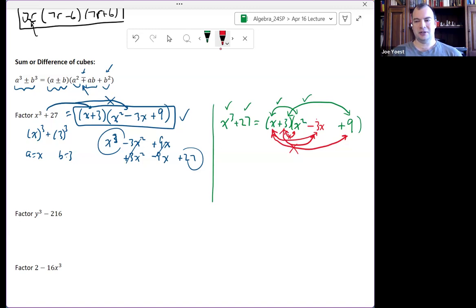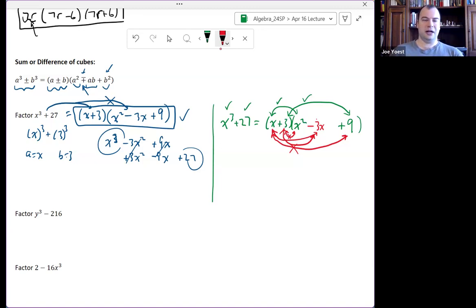So this is how I like to do it. I remember that if I have the sum of two cubes, a plus b factors out, and if I have a difference of two cubes, a minus b factors out, and then I just work it up from there using kind of just puzzle solving almost. That means I don't have to remember the formula. I remember the general idea that for the sum of two cubes, the sum of the bases factors out, and for the difference of two cubes, the difference of the bases factors out.